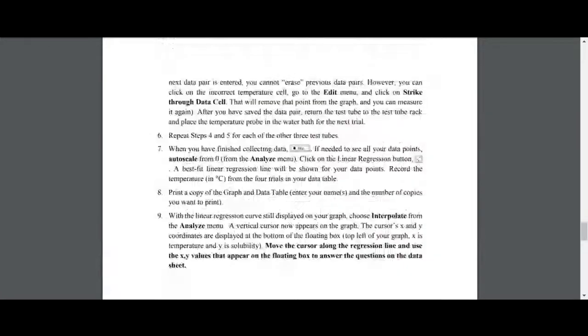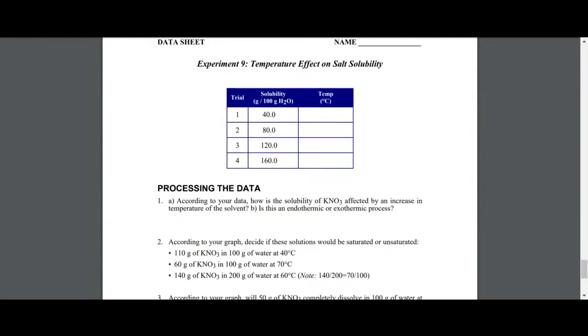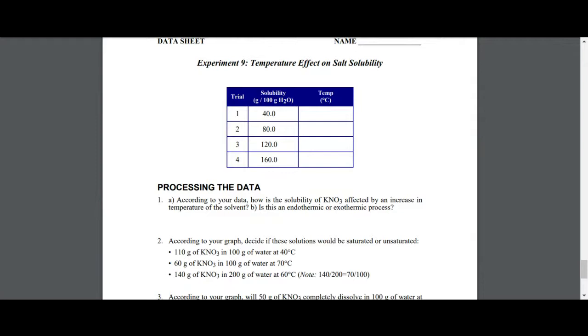Okay, so should we go ahead and start the experiment at this point? Grams per 100 grams. So the test tubes are going to be 40, 80, 120, and 160, and we want to know at what temperature these solutions are going to be saturated. So basically we're showing at what temperature it is going to be saturated if you are adding 40 grams per 100 grams of water. Are we using 40 grams?